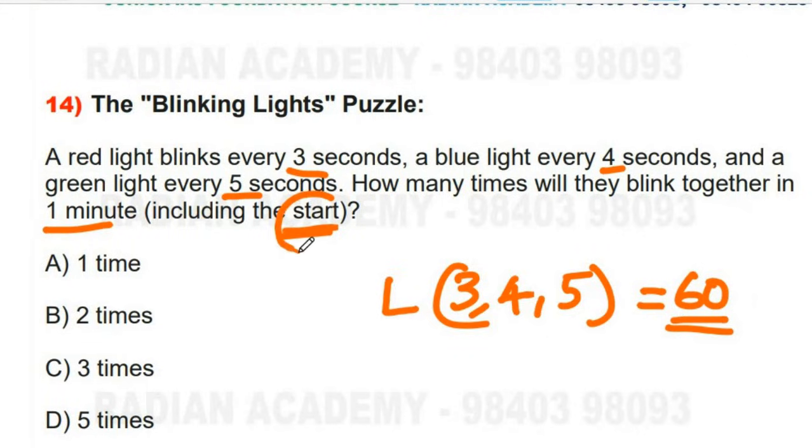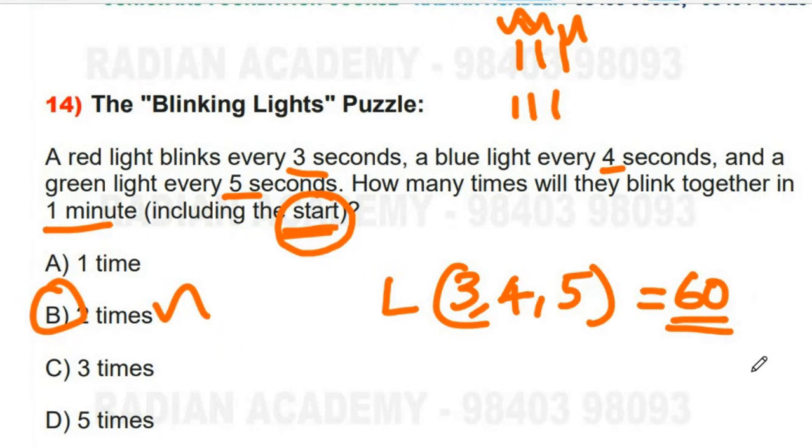Initially, please note that including the start, they blink together. Then after 60 seconds, again they blink together. Therefore, the answer is B, 2 times, not 1 time. You have to count including the start. Starting blink together, then after 60 seconds blink together. This happened in an interval of 1 minute. Therefore, the answer is 2 times.